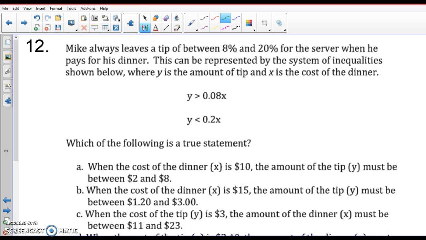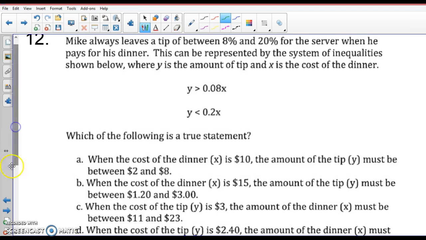He always leaves a tip between 8% and 20% per server when he pays for his dinner. This can be represented by the system of inequality shown below, where y is the amount of tip and x is the cost of the dinner. Okay, look. So, his tip, y, is going to be greater than 8% of the dinner, and y is less than 20% of the dinner. So it's going to be between 8 and 20.